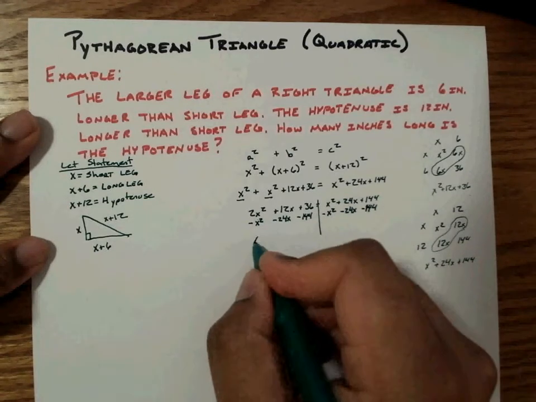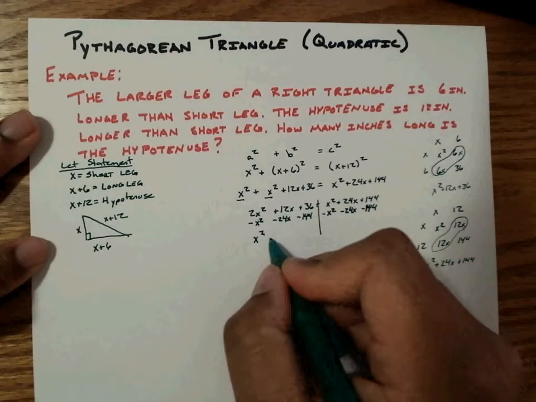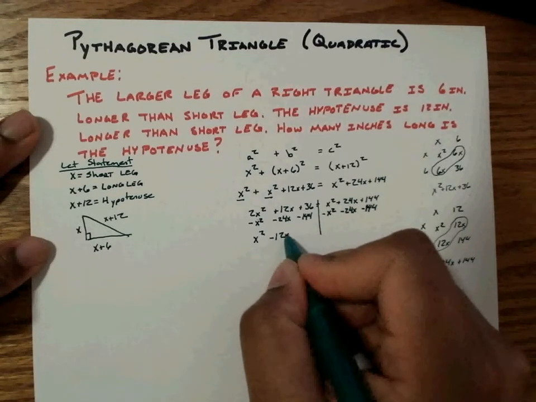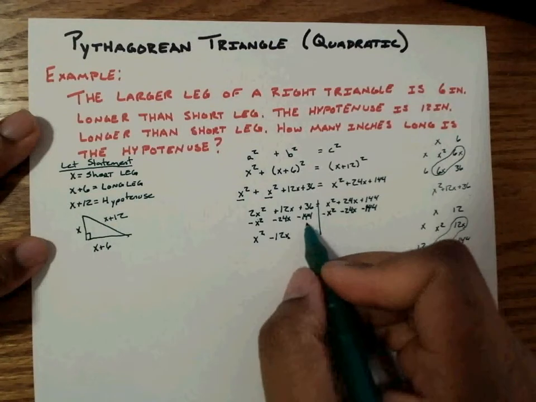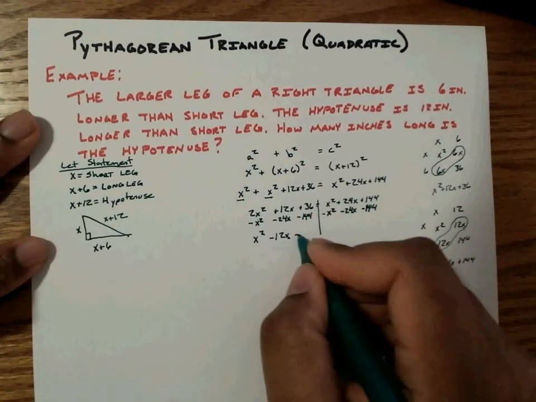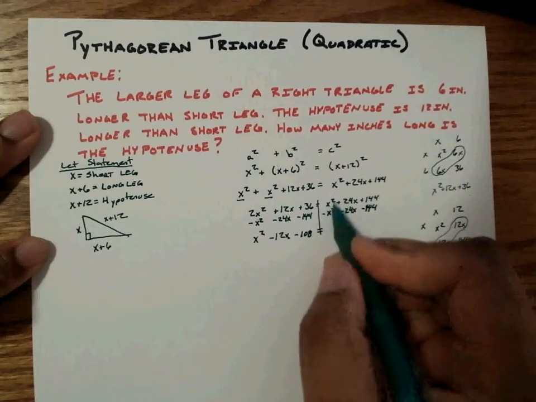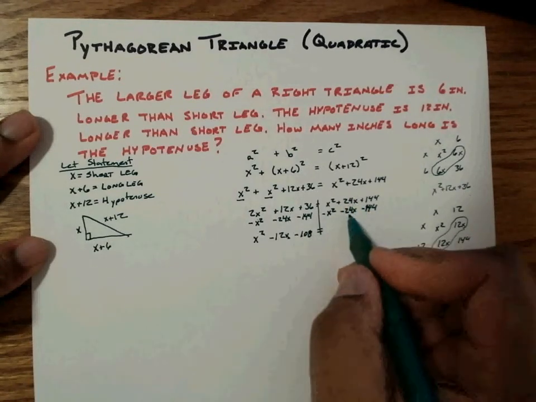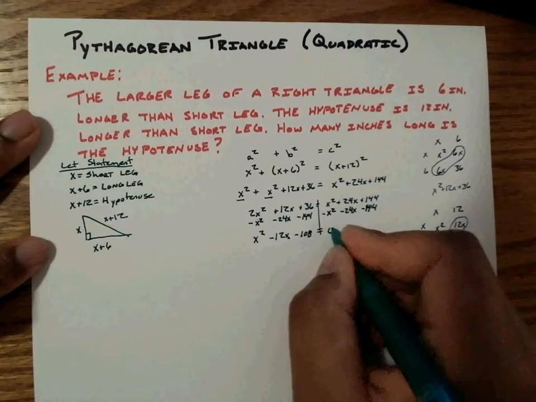So 2x squared minus x squared is x squared. 12x minus 24x is negative 12x. And then a positive 36 and a negative 144 is minus 108. So now on this side, x squared minus x squared, 0. 24x minus 24x, 0. 144 minus 144 is 0.